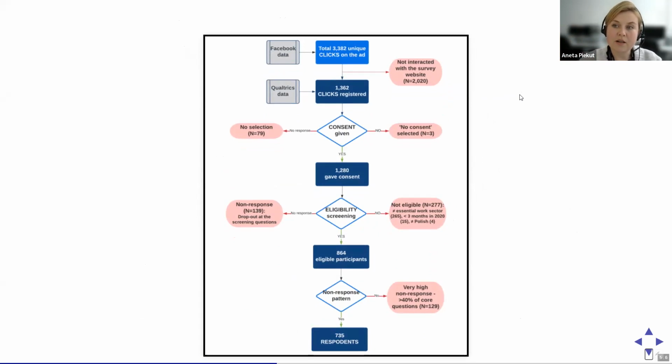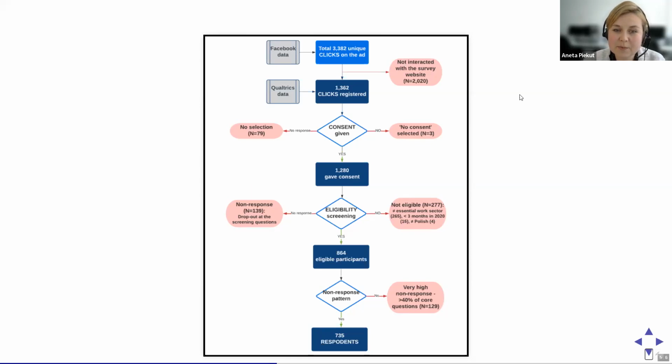So on the Facebook side, we had over 3,000 unique clicks. But then on our Qualtrics side, on the survey, it was 1,300. So 2,000 fewer people were registered by our survey because, after looking at the first page, they didn't take an action. They didn't go to the next page, which was the consent page. And among those who decided to move to the second page and give consent or not, about 80 dropped out, either selecting no consent, I don't want to take part, or not making any selection.